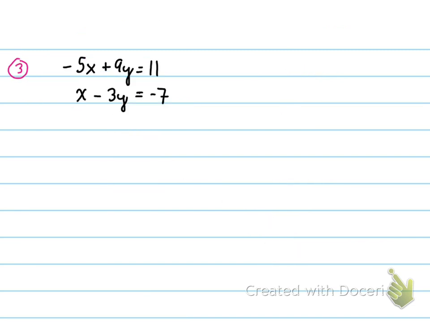All right, in our last example, we have negative 5x plus 9y equals 11, and x minus 3y equals negative 7. What's tricky here is that there's no matching coefficients. Sometimes in this case, we're going to have to manipulate the equation to get something to match up. Notice here, if I multiply that entire bottom equation by 3, keep in mind, if I multiply everything by 3, I'm allowed to do that. As long as I do the same thing on both sides, everything stays equal. I'm going to multiply every single term by 3.